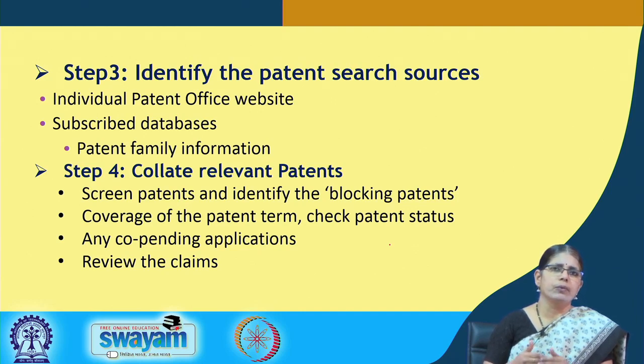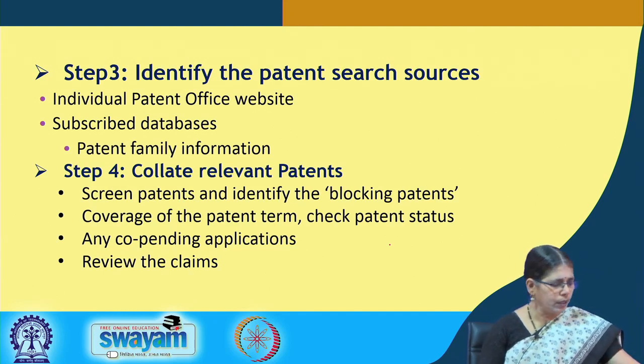After doing this, one would go into what we call review of the claims. So, to what extent there is a complete overlap between the product, that is the product mapping with respect to the claims, with respect to the scope of the claims. So, therefore, review of claims is the important step.